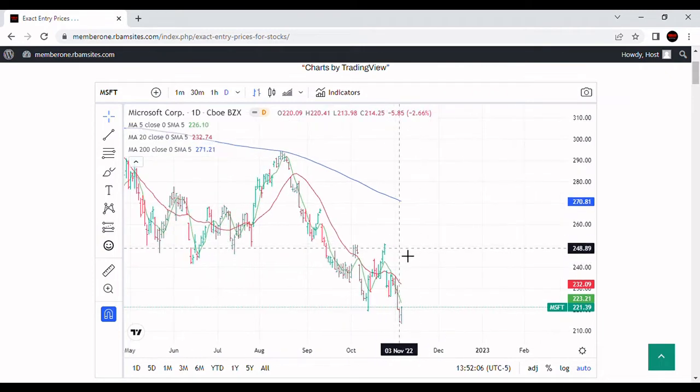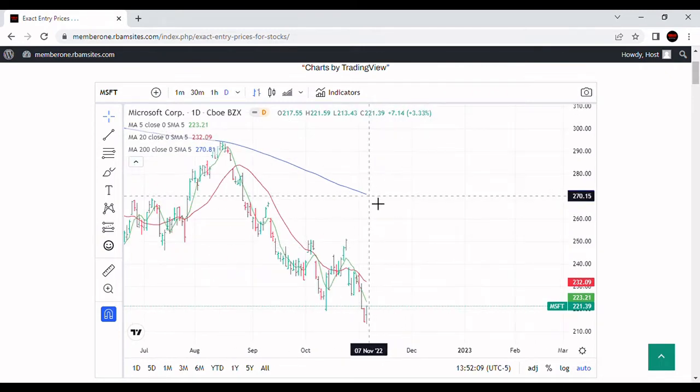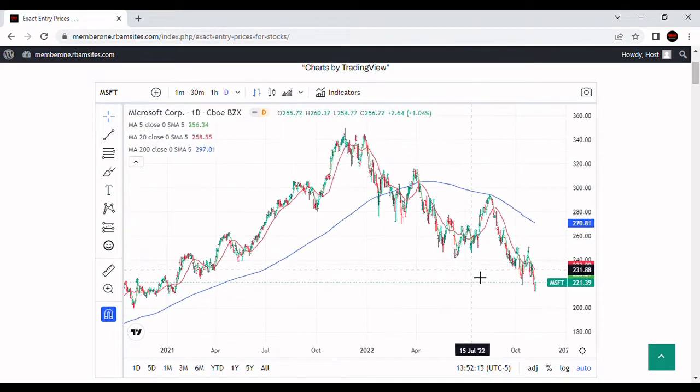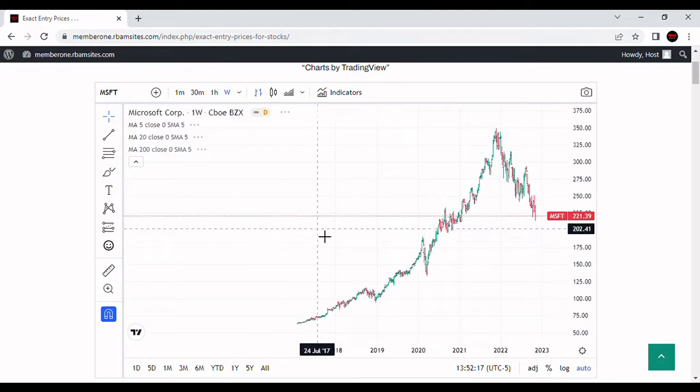Rallied up a little bit and closed below the previous day, but no big deal. Below the 200-day moving average, below the 20-day moving average in red, below the 5-day moving average in green. Very negative for Microsoft on a daily chart. Let's take a look at the weekly chart real quick and see what's going on with Microsoft.